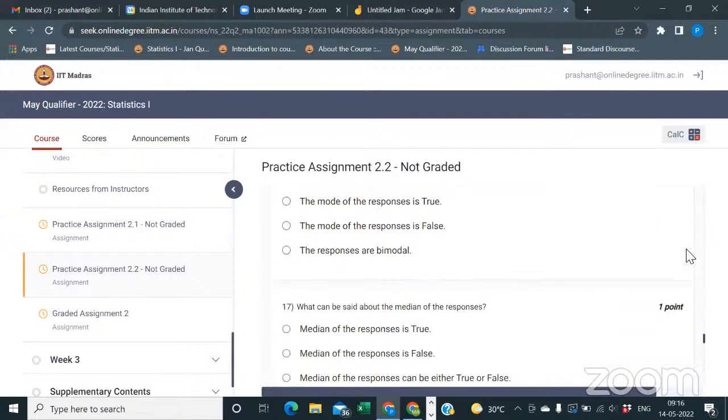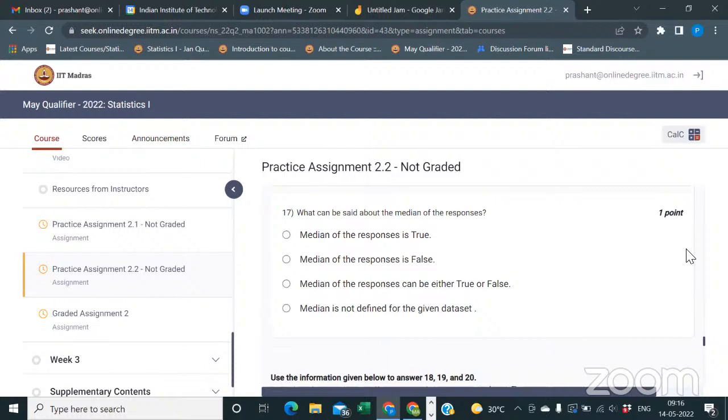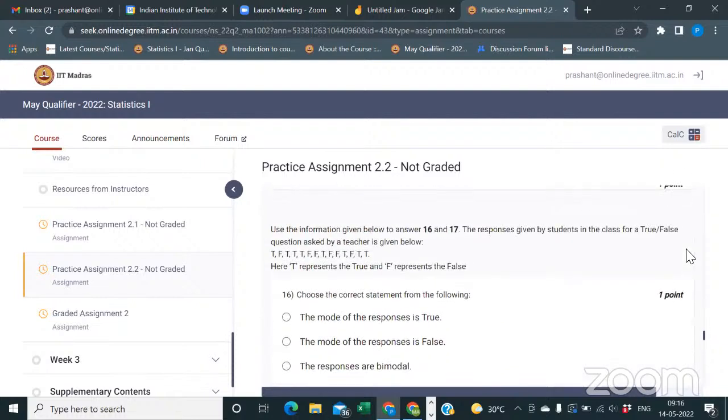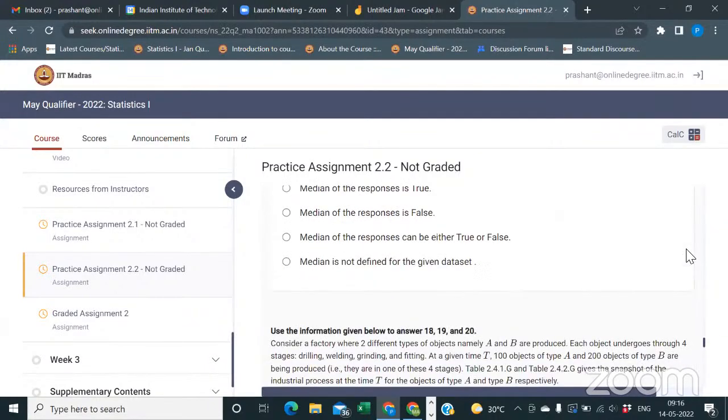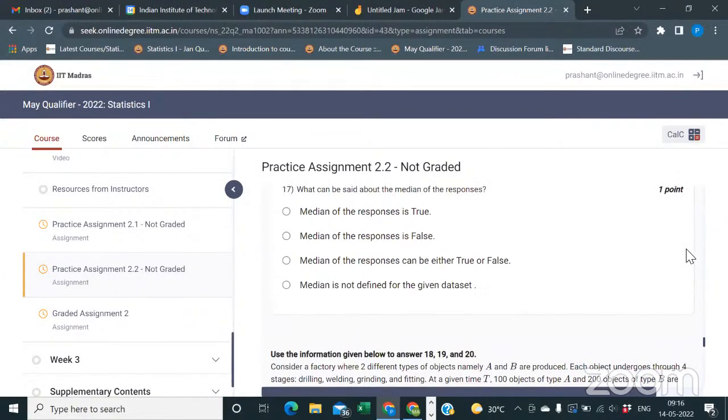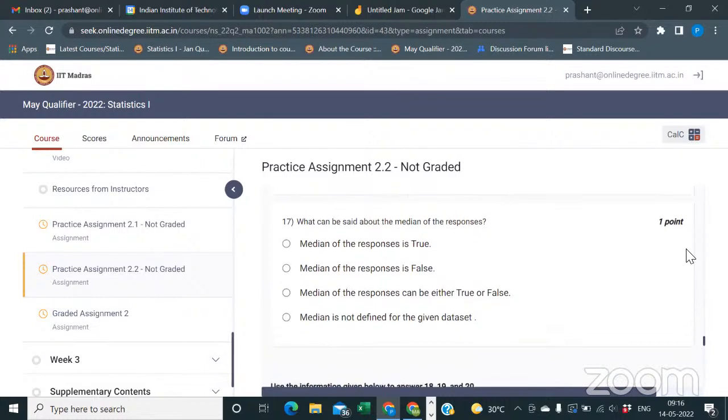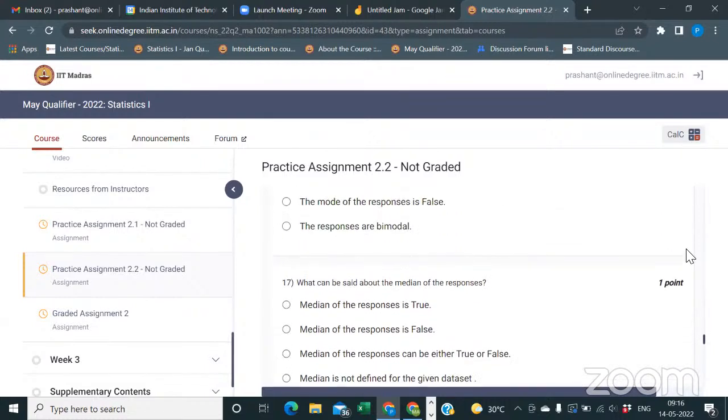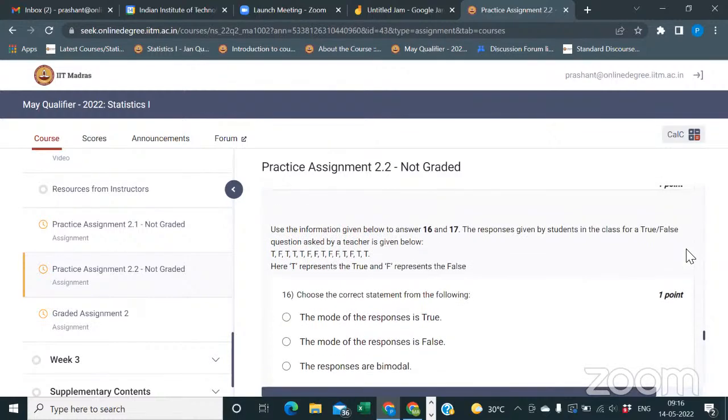Can you find the median of this one? No, I think D is the correct option, because there is no order here, sir. True and false is nominal data. You cannot say false is poorer than true. False is just a label of anything.